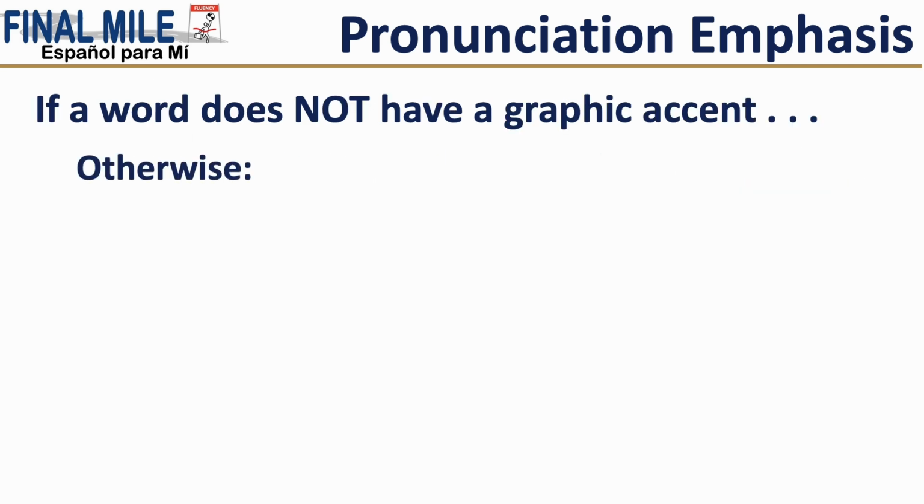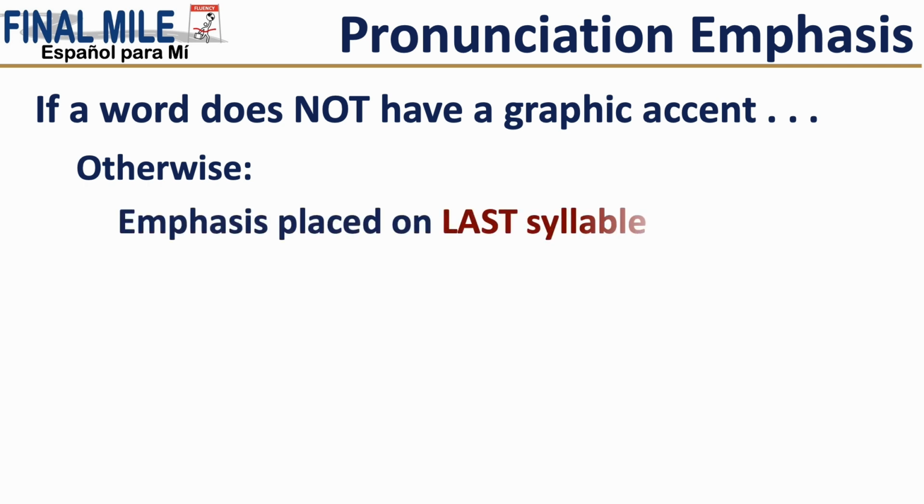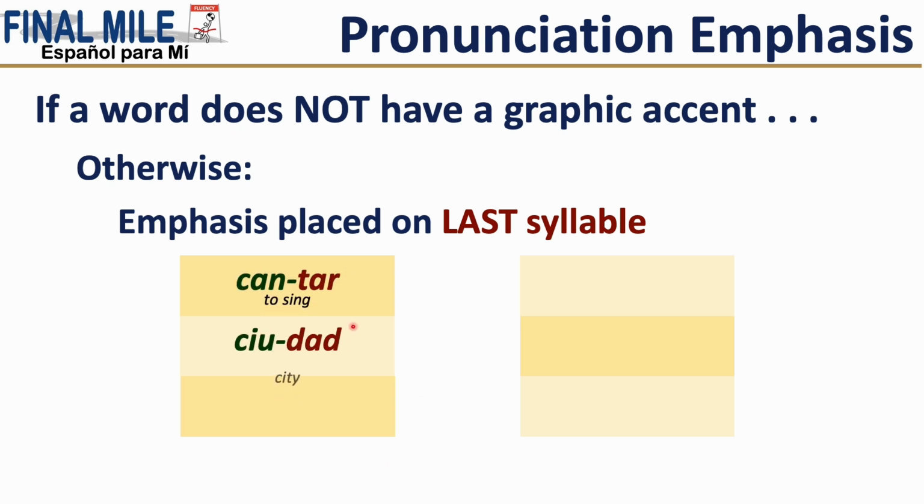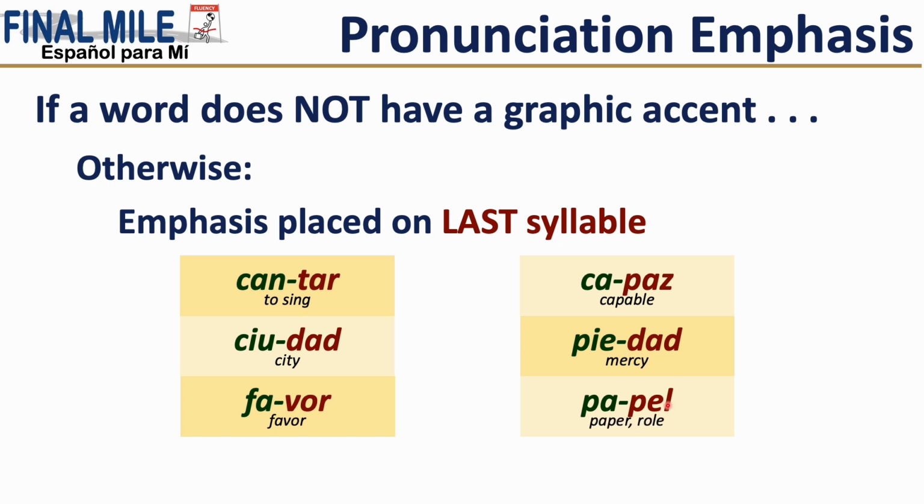Okay, if a word does not have a graphic accent and it does not end in a vowel or N or S, then emphasis is placed on the last syllable, okay, which is syllable number 1. Okay, so look at these words, okay? They do not have a graphic accent, and they do not end in a vowel or N or S. Okay, so now we are going to put pronunciation emphasis in that syllable number 1, or the last syllable of the word, okay? So, hear it.